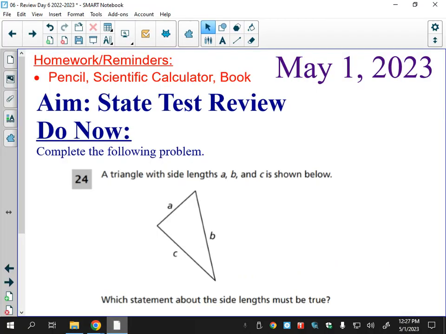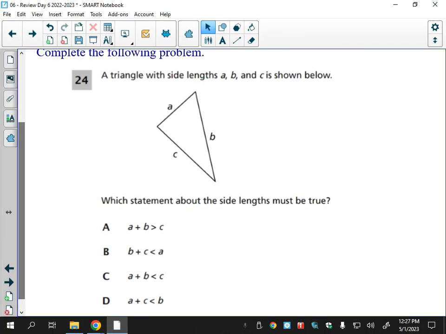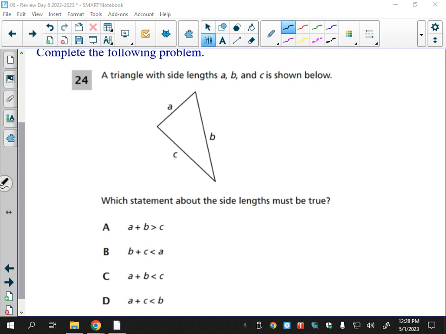So our do now, we have a triangle with sides A, B, and C, and we want to choose which statement about the side lengths must be true. So take a second, pause, try and go. The reason I chose this question is because I think it's a really bad question. So I kind of wanted to model how do we process through something that's a bad question.